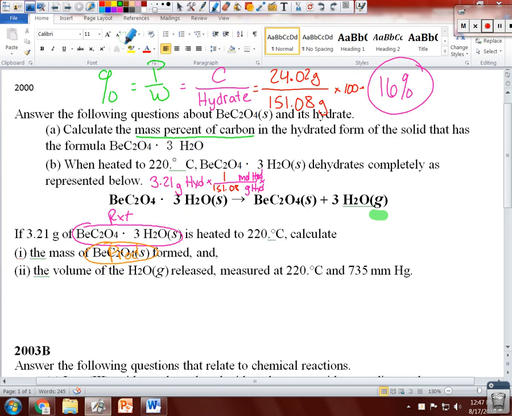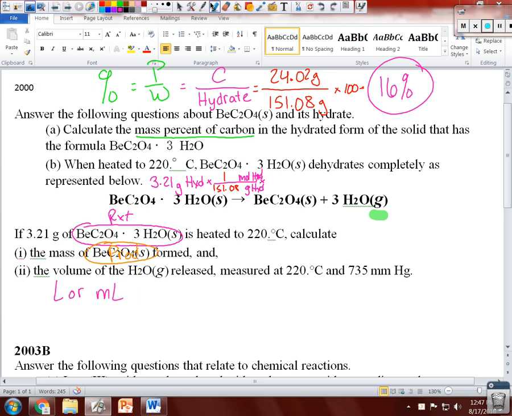Okay? All right, so double I. Calculate the volume of the water released measured at 22 degrees Celsius and 735 millimeters of mercury. Now, this one's going to get some of you. I need a volume, correct? Okay. What unit am I really going to want to be looking for? So liters or milliliters.